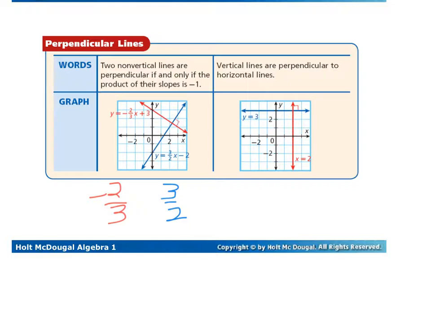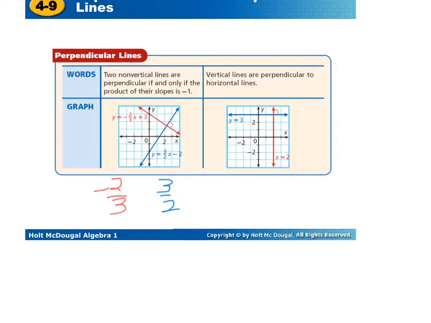Horizontal lines and a vertical line together form perpendicular lines. So when you see two equations and you see y equals a number and x equals a number, together they form perpendicular lines. This has a slope of 0 and this slope is undefined. So when you have two lines and you have the undefined and the 0 slope together, you know that those are perpendicular.